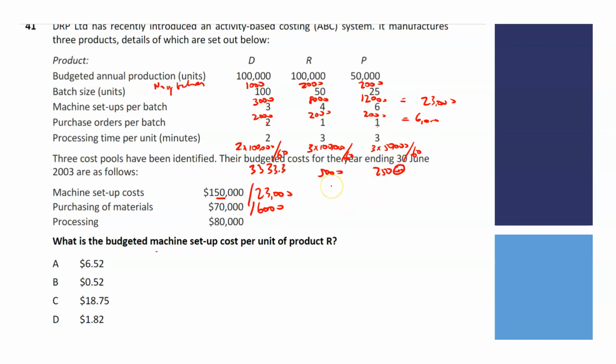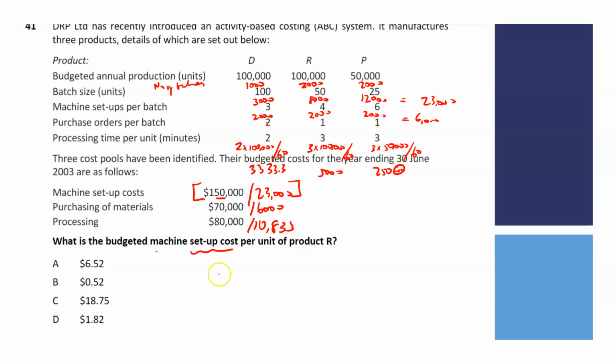So I have a total of 2,500 hours plus 5,000 plus 3,333.3. I have a total of 10,833 hours driving processing. I've just done the total so you can see how you would have worked this out. But the question just wants us to focus on machine setup costs. So if I focus on machine setup costs, I'm just interested in this business here.